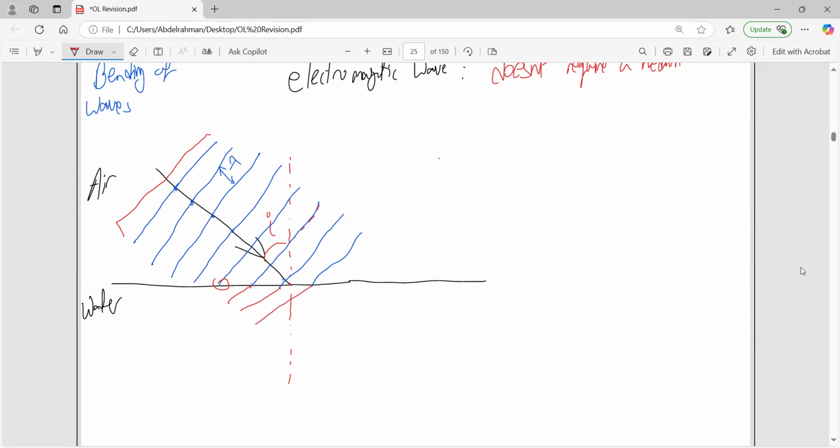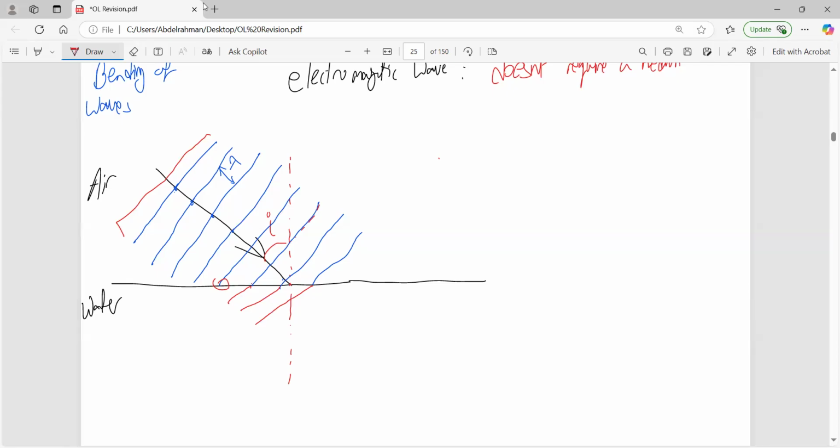Only the small part of the wave that has already reached the medium will start to slow down, and therefore it will start to bend. The speed will decrease, and the angle will decrease as you're moving from air to water.